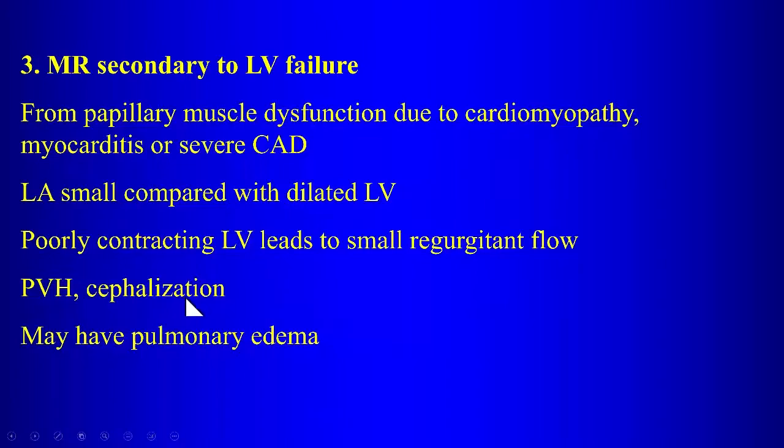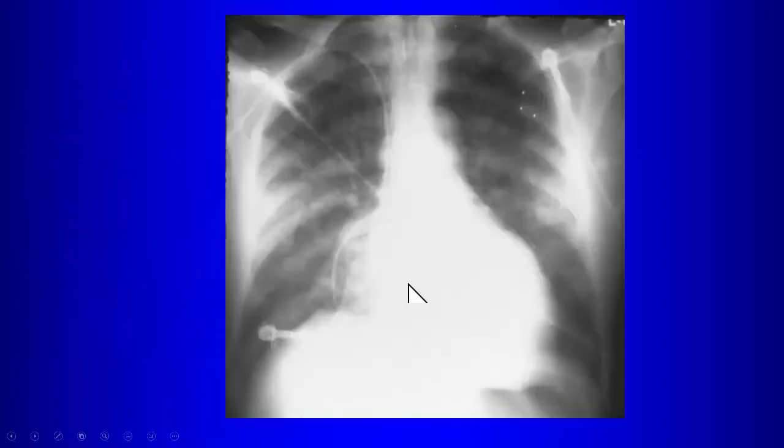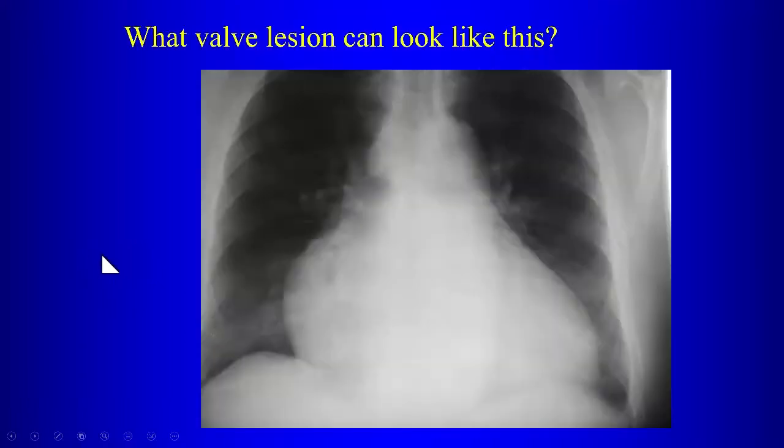So those patients will have pulmonary venous hypertension, cephalization, may develop pulmonary edema. All of this, though, is from the left ventricular failure. So the left atrium does not get as enlarged here. The left ventricle is on the big side. Looks like some pulmonary edema there. So these are the manifestations of left heart failure.